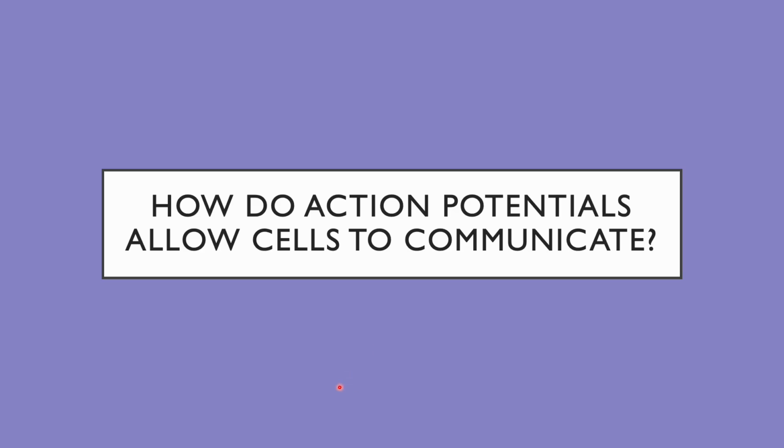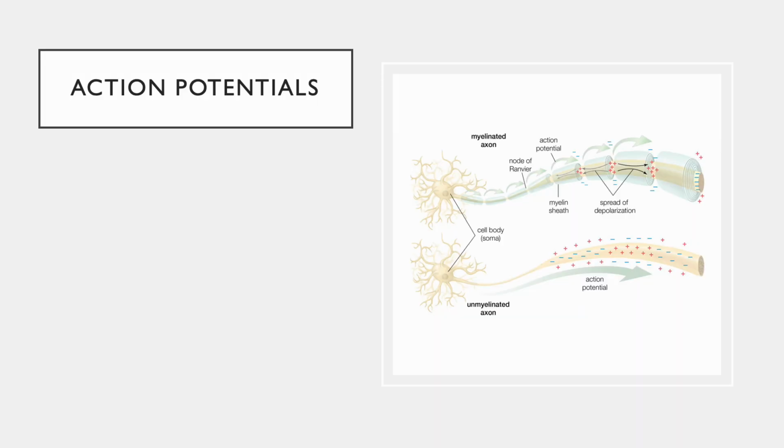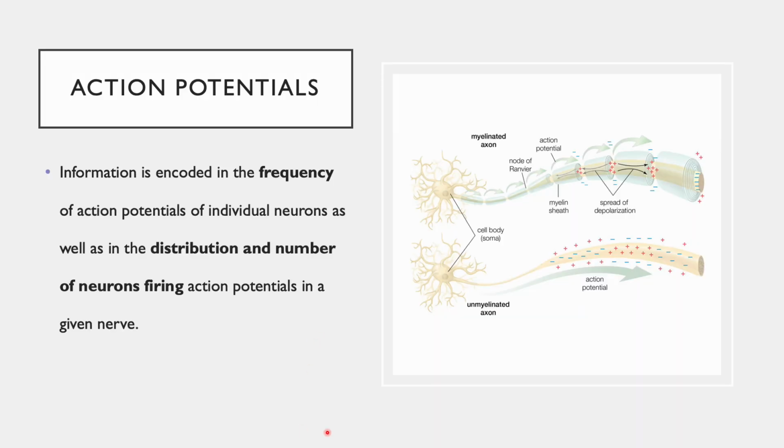So how do action potentials allow cells to communicate? We know that information is encoded in the frequency of action potentials of individual neurons, as well as the distribution and number of neurons firing action potentials in a given nerve. You may have heard the term cells that wire together fire together, and that is similar to this idea, in that certain areas of the nervous system have more nerve cells firing together. So information is encoded in this action potential, allowing cells to communicate.